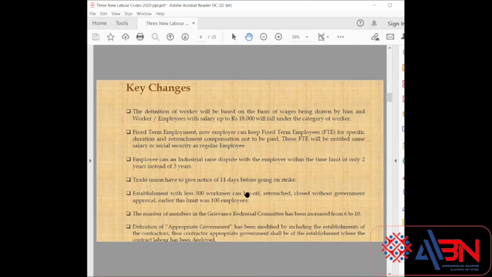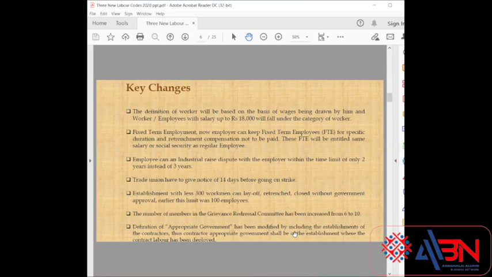Then you have industrial disputes related to employees. Obviously, this is the industrial dispute code. You can raise an industrial dispute within a time frame of 2 years only. Earlier the limitation period was 3 years, and now it has gone to 2 years. As a trade union, if you had to go on strike, earlier you had to give only 14 days notice. It was 14 days to 6 weeks, but now it has gone to 60 days.